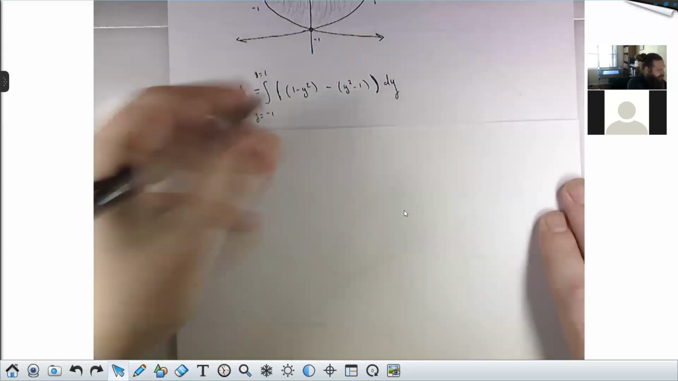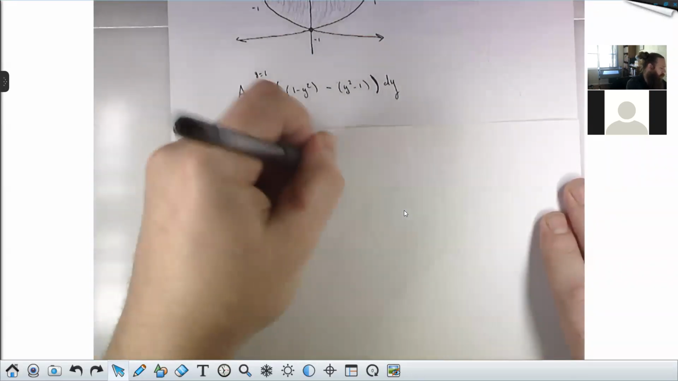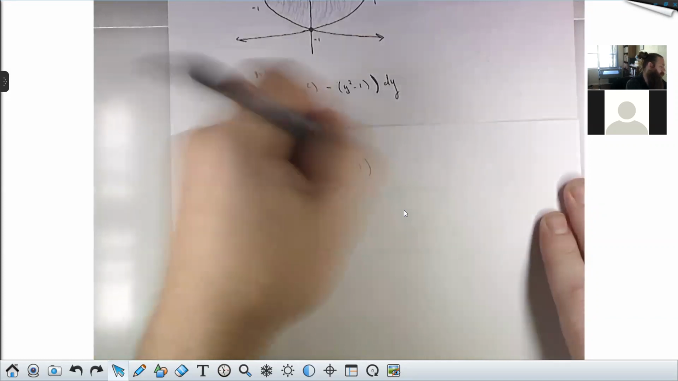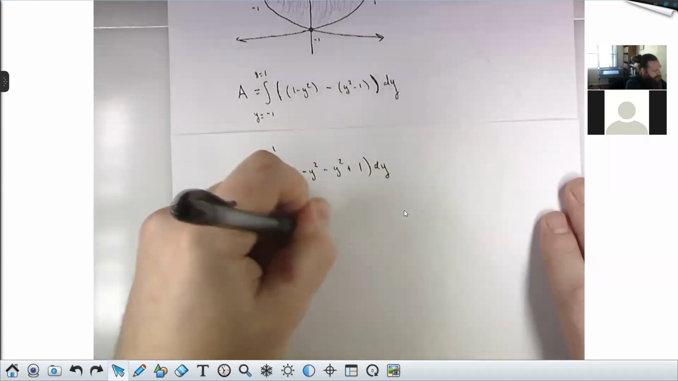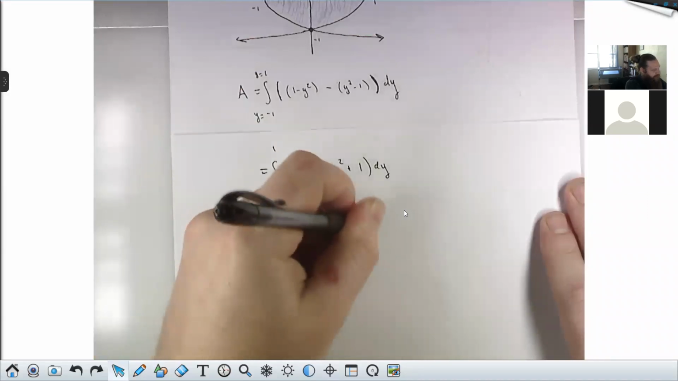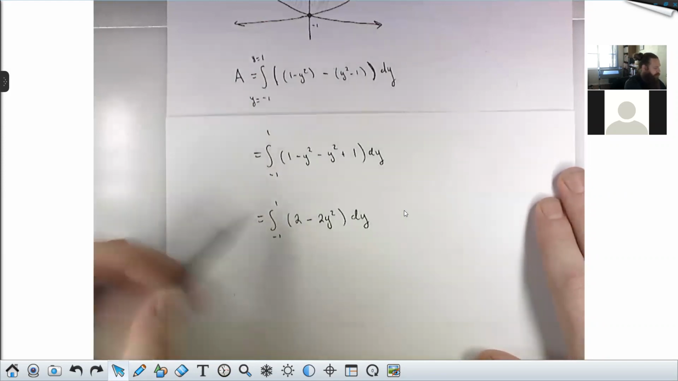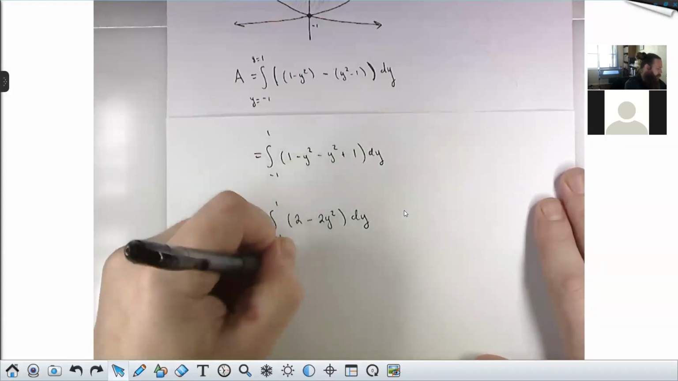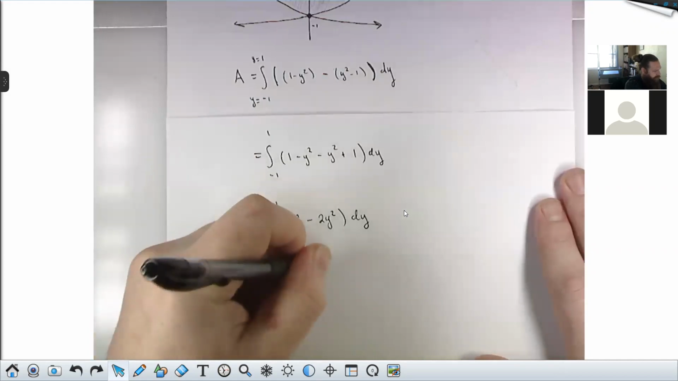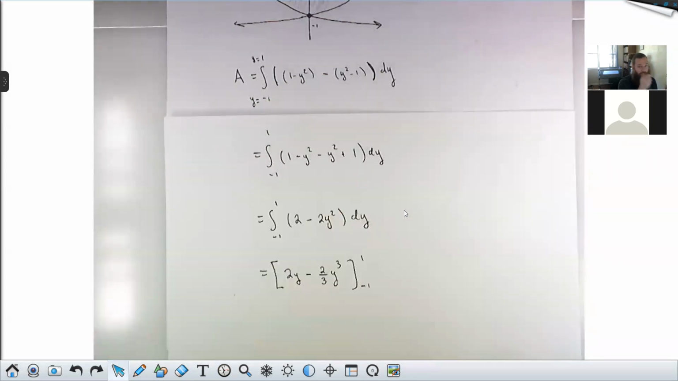This is the integral from -1 to 1 of 1 minus y squared minus y squared plus 1, which is the integral from -1 to 1 of 2 minus 2y squared dy. So I apologize for the error. But it is a good thing to make mistakes and learn from them, and spot the mistake. So if I were to integrate this, my antiderivative would be 2y minus 2/3 y cubed. That's what we need to evaluate from -1 to 1.